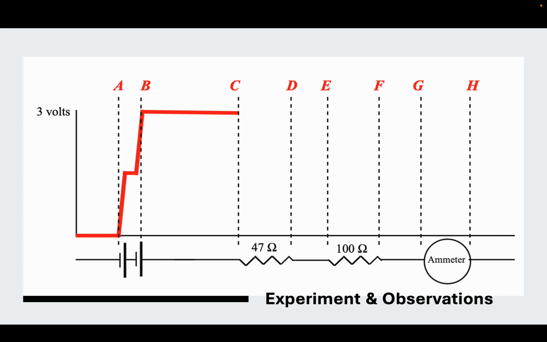As you can see in this graph, it shows the potential difference across certain portions of the circuit. Across the battery, the potential went up by 3 volts, and then across both resistors it went back down to 0 volts, with the potential difference drop across the 100 ohm resistor being steeper than that of the 47 ohm resistor.